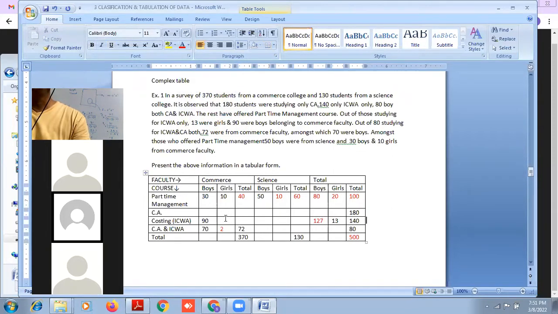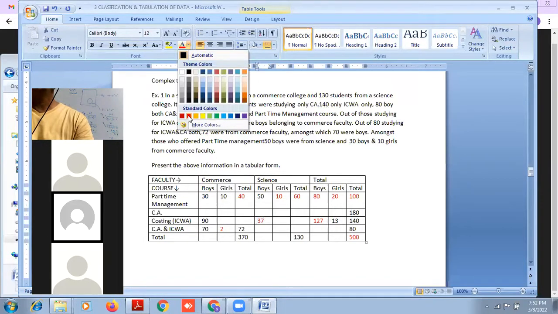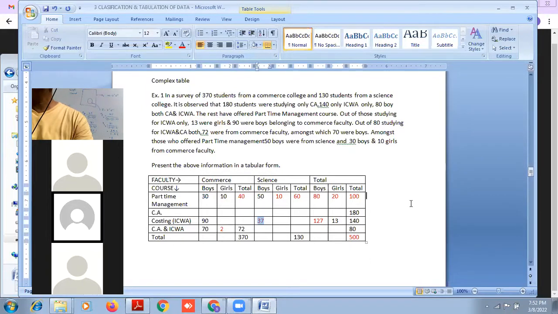Now from this, 90 are commerce. So here what figure will come? 37. Got it? So this is 37. Like that we can find out certain figures. We may not be able to find out all figures, but certain values we can definitely find out.